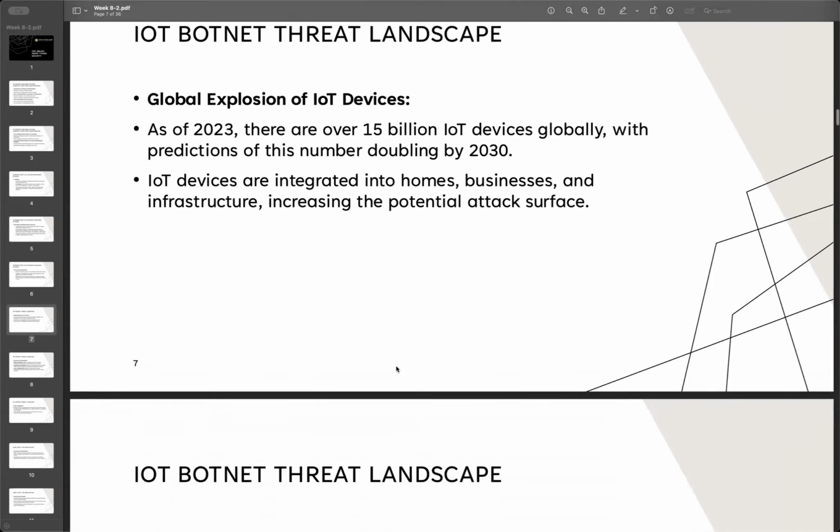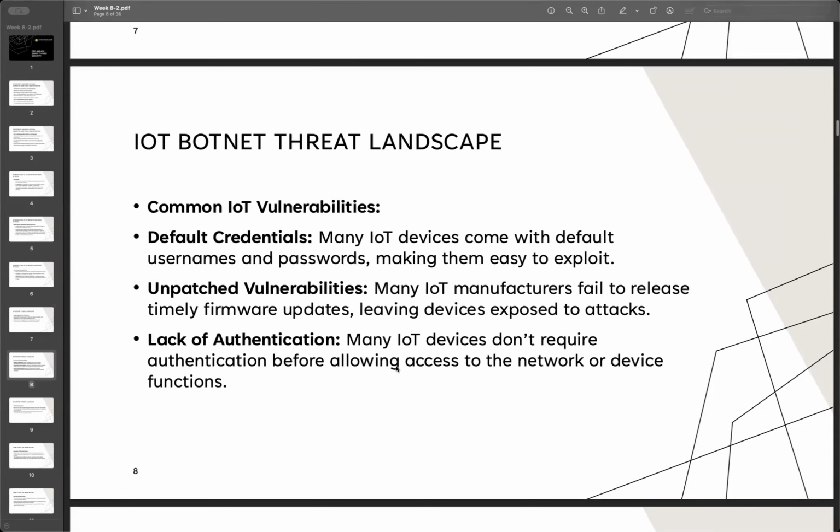So here are the things we need to pay attention to. One of the really common vulnerabilities is default credentials, which come with a default username and password, and then unpatched firmware. Manufacturers often fail to release timely updates, especially for phased-out or old devices, or users never update their firmware. So it's easy to leave a device exposed to attack.